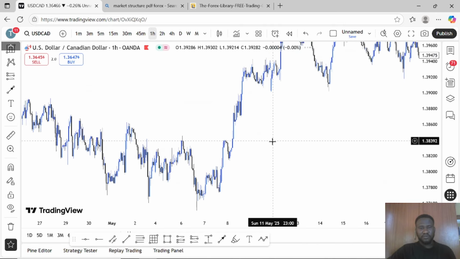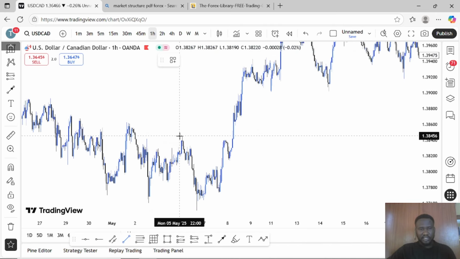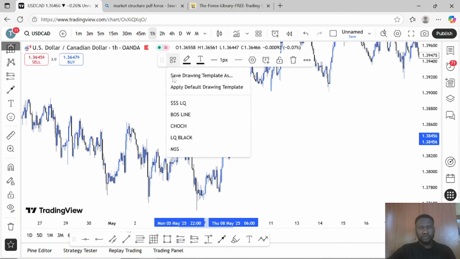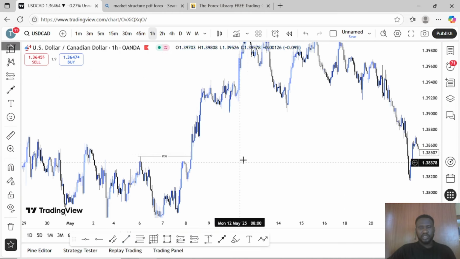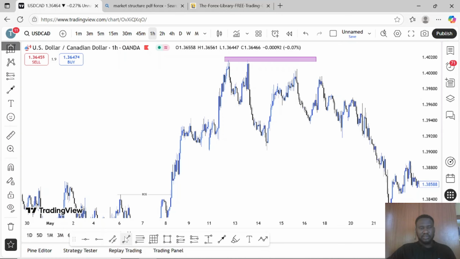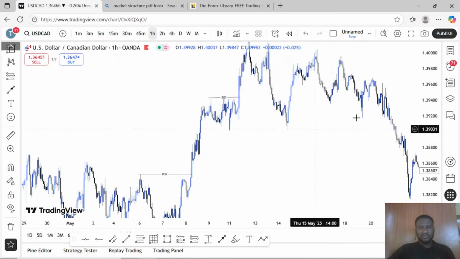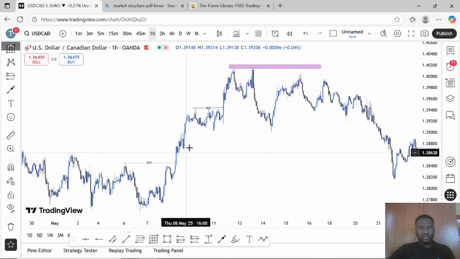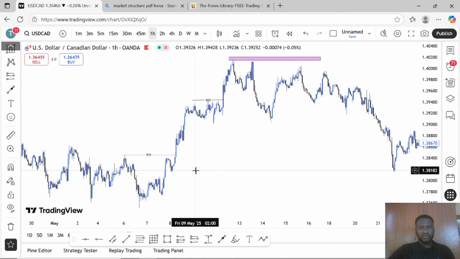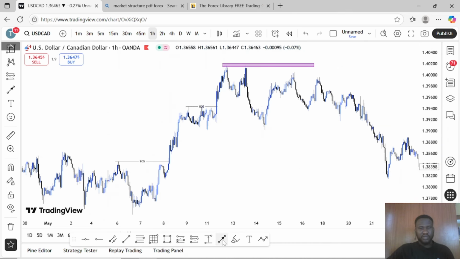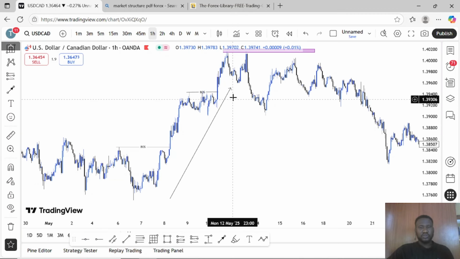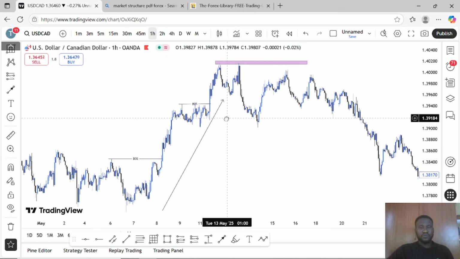So let us read it from here. At this level here, we are having a break of structure to the upside. You can see it. So when you're in this range here, you are looking for an opportunity to buy. When you look at it from this range up here, the market was in an upward trend, so you're looking for an opportunity to buy.